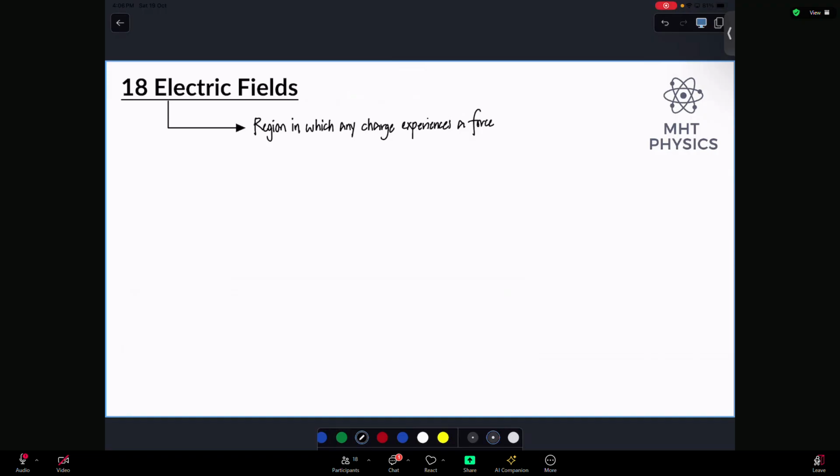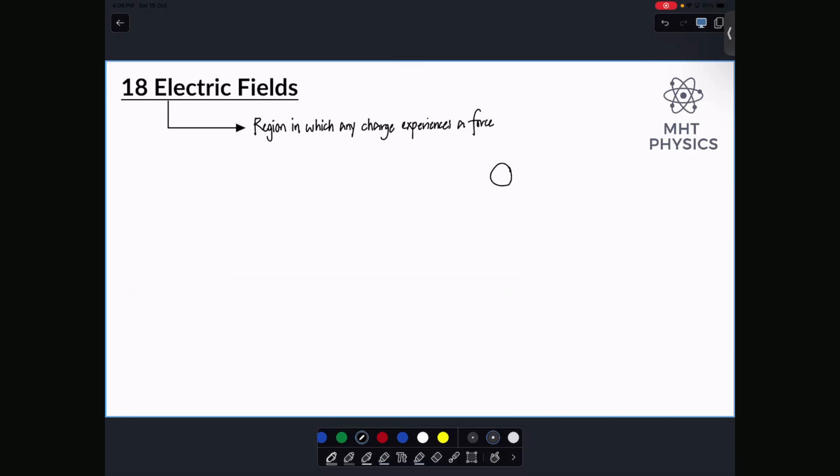So what's an example of this? Imagine you have a charge here, and it could be positive or negative. Both of them will experience force. So you have a positive charge here. The influence of the positive charge is everywhere in the region around it.